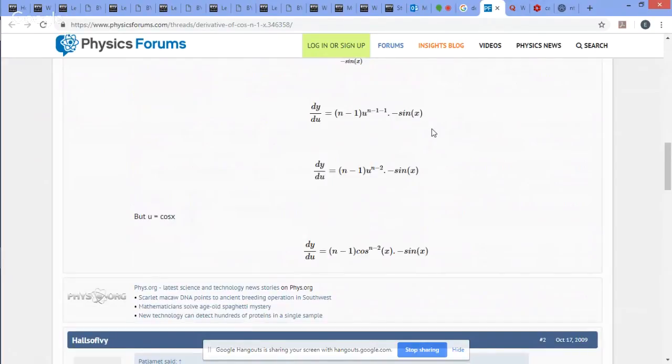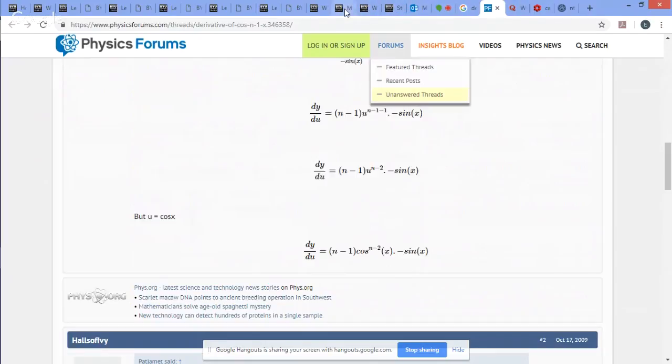Yeah, it looks like... wait, why is that n minus 2? Oh, it's just the way they wrote it. It's dumb. Anyway, it looks like it's basically the same thing, except with cosine you have a negative sign, at least according to how they have it.